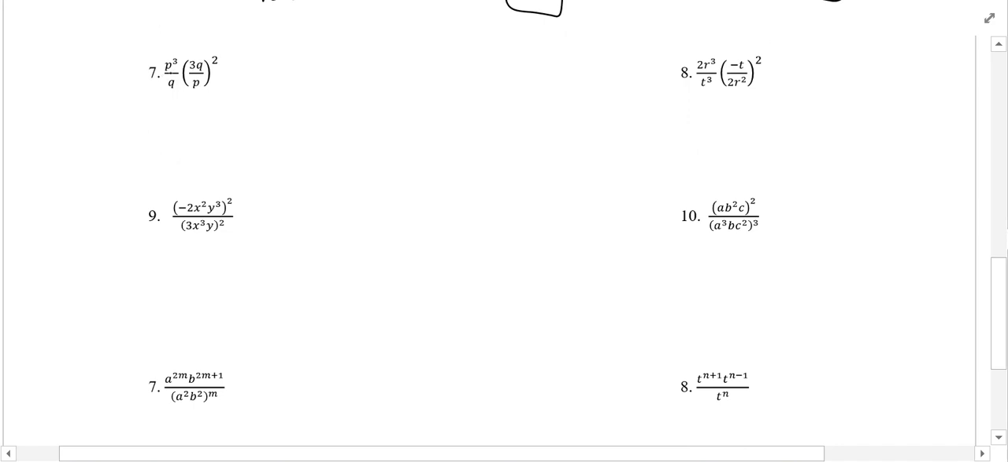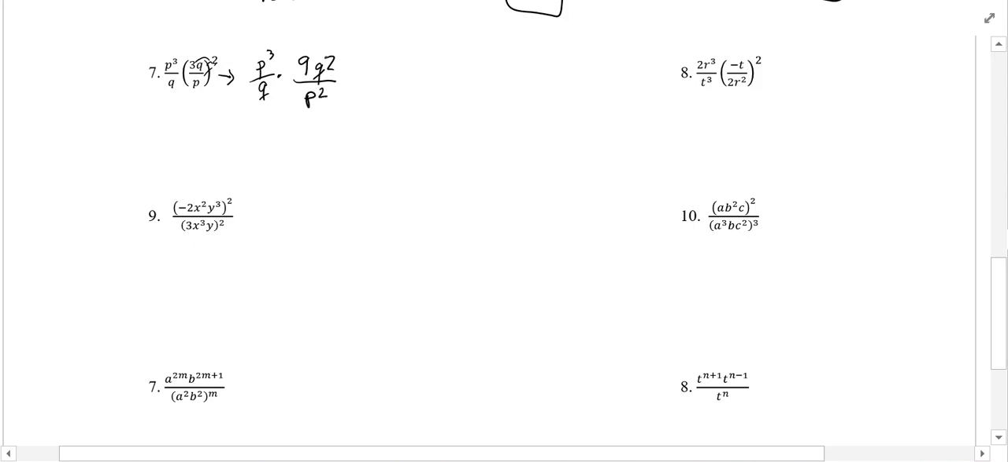So first I'm just going to bring over this first fraction here, p to the 3rd over q, and a multiplication sign. Then I need to do my order of operations. So I have to do my parentheses and my exponent. So I need to apply the exponent to everything inside of the parentheses, which is going to give me 3 squared, which is 9. Then I'm going to get q squared over p squared.